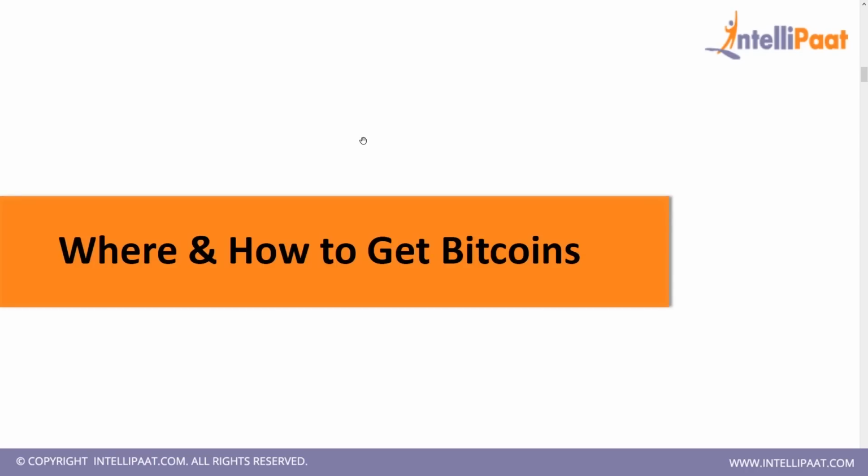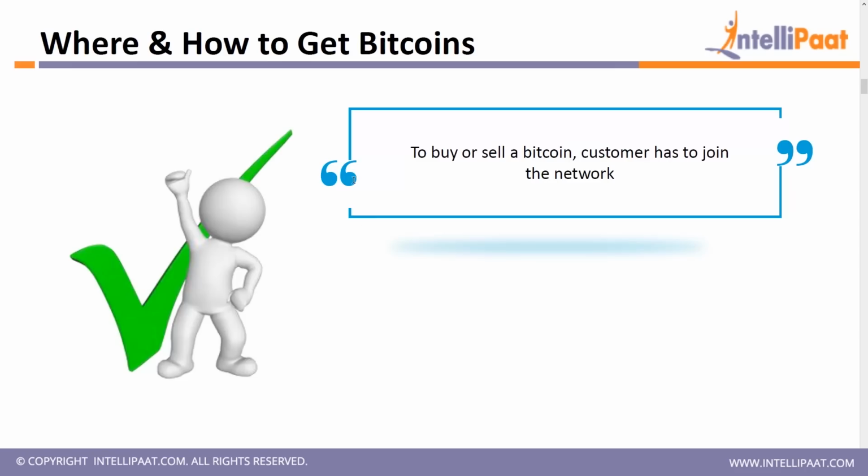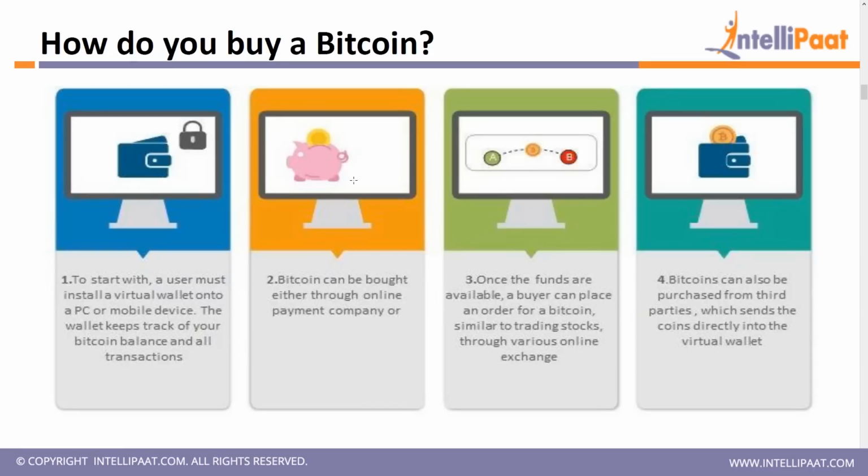Now, where and how to get the bitcoins? In order to sell or buy a bitcoin, a customer has to join the Bitcoin blockchain network. You can buy the Bitcoin using your wallet, your credit card, or online also. To start with, a user must install a virtual wallet onto a PC or mobile device. The wallet keeps track of your Bitcoin balance and all transactions.